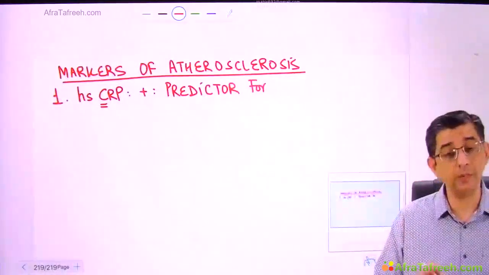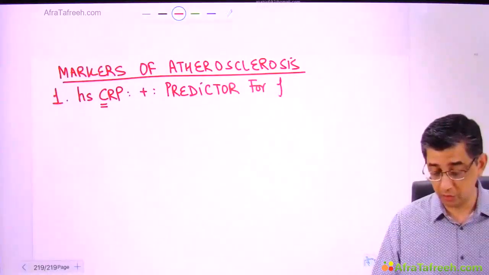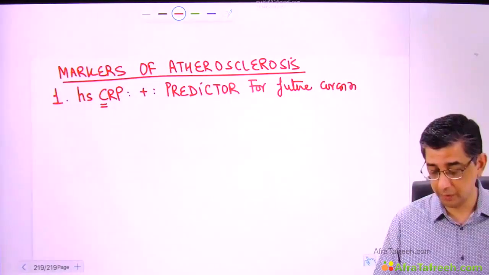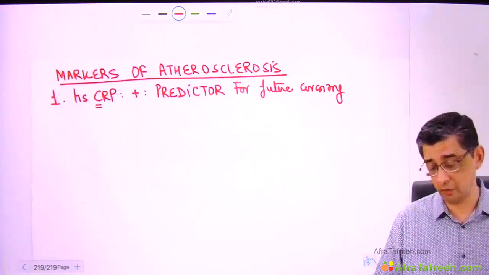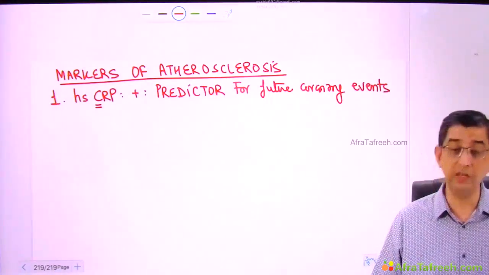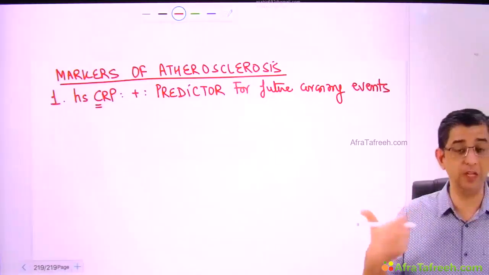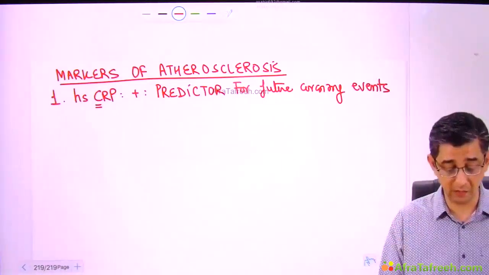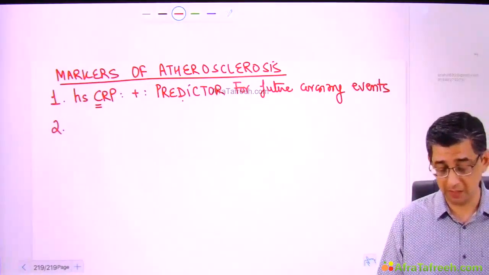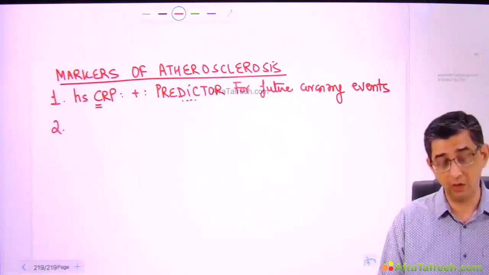So this test is a predictor for future coronary events. Those coronary events could be either of the two varieties of MI, or unstable angina developing. But the point is, can we in young age predict whether somebody in old age will develop heart disease? Yes, we can as of now. High sensitivity CRP, in MCQ language, should be remembered as a predictor for future coronary events.